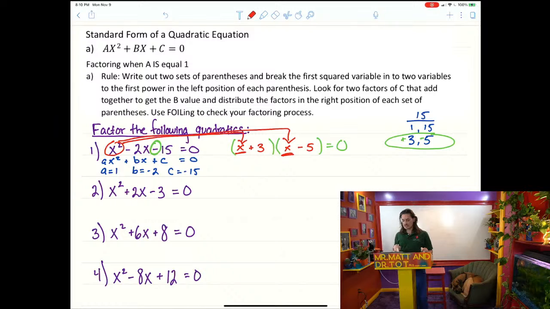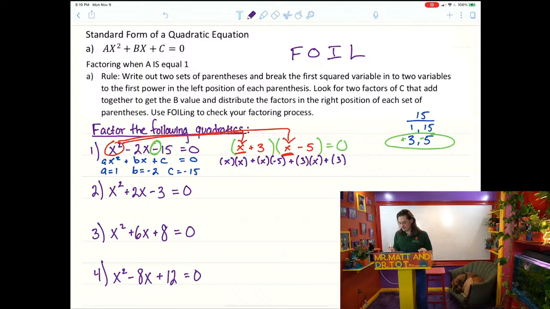So the answer, the factored form, is going to be x plus 3 quantity times x minus 5. If we were to FOIL out here, we could check our answer. Remember, foiling is first times first, outer times outer, inner times inner, last times last. So first times first would be x times x. Outer times outer would be x times -5. Plus inner times inner would be 3 times x. And last times last would be plus 3 times -5.